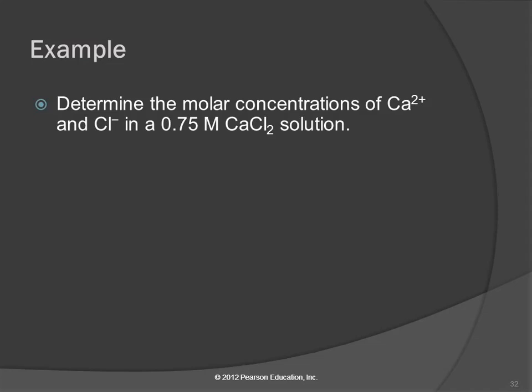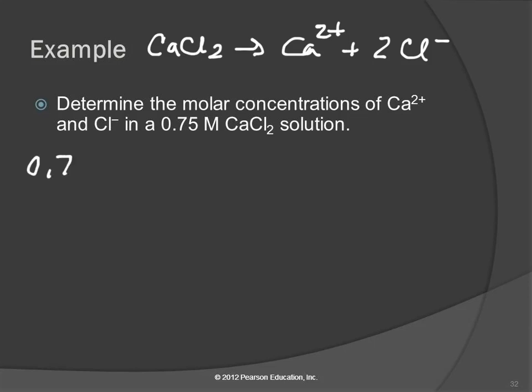So determine the molar concentrations of calcium ion and chloride ion in a 0.75 molar calcium chloride solution. Well, we already looked at this, how this dissolves. So CaCl2 will make calcium and 2 chlorides. .75, what should I write instead of capital M? Moles per liter. So this is moles per liter. Moles of what? Calcium chloride, right?